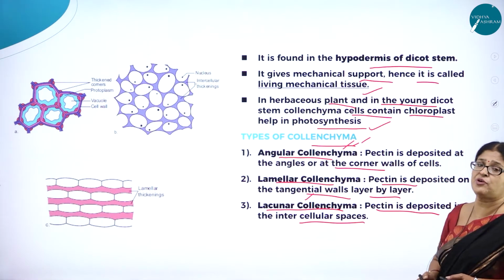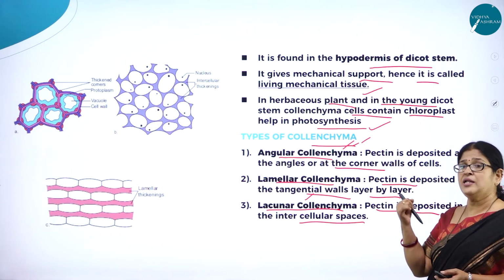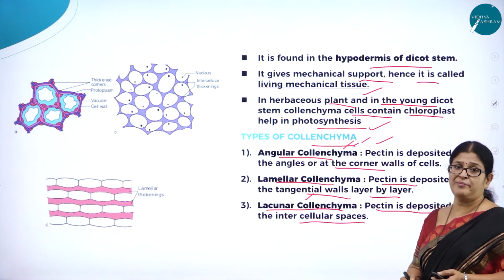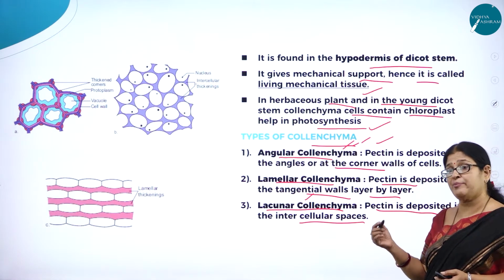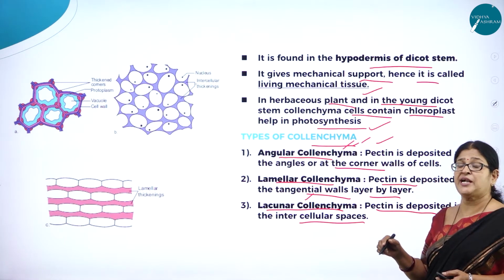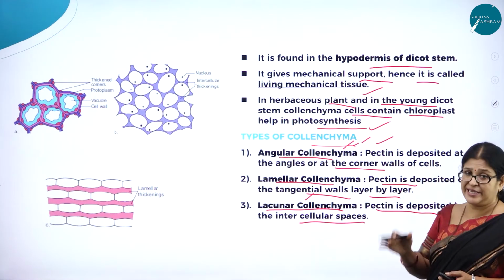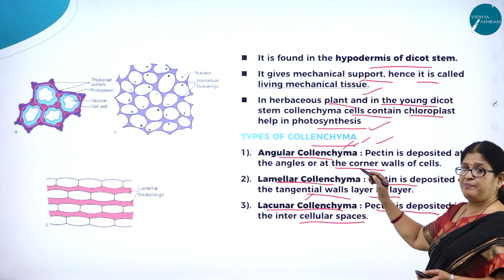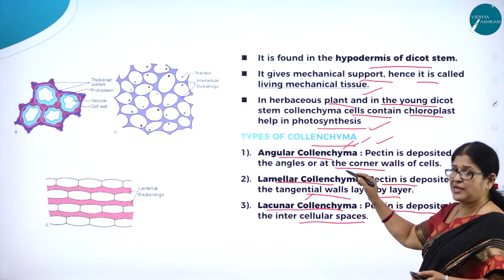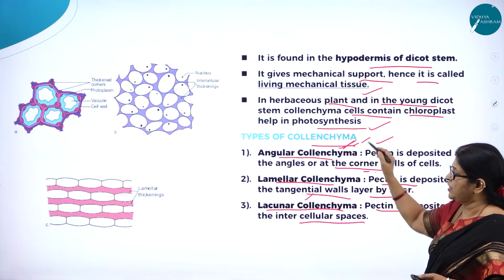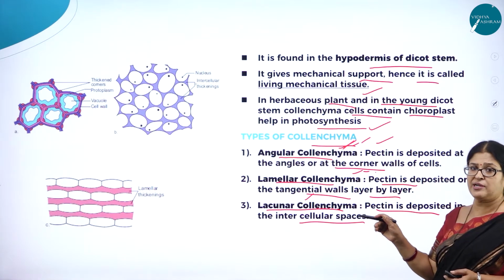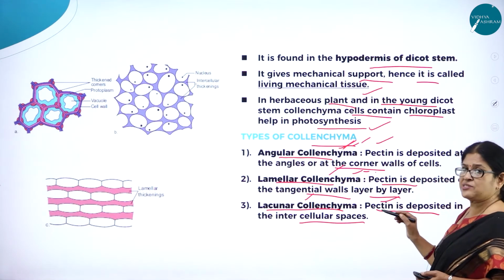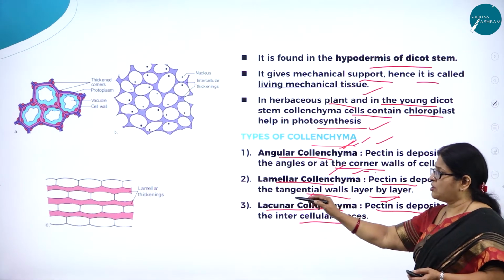What are the three types of collenchyma? Angular, lamellar and lacunar. What is the basis for classifying collenchyma into these three types? Based on the cell wall deposition. What is that cell wall deposition? Addition of a chemical substance called pectin over cellulose and hemicellulose. So if the cell wall deposition is at the angles or at the corner walls, it is called angular. If the pectin is deposited on the tangential walls layer by layer, it is called lamellar. If the pectin is deposited in the intercellular spaces, it is called lacunar.